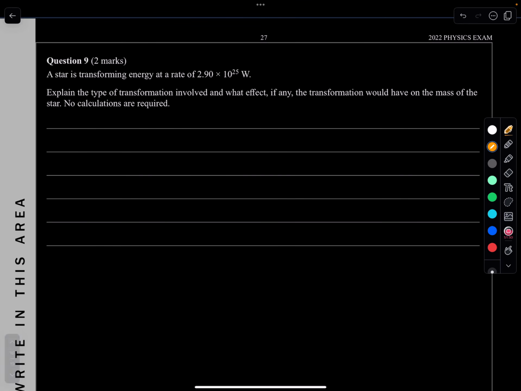A star is transforming energy at a rate of this. Explain the type of transformation involved and what effect, if any, the transformation would have on the mass of the star. No calculations required. What a beautiful question. They haven't given us a lot of information, but you should straight away realize that a star is like our sun. It's this big thing. You should realize that this is fusion, nuclear fusion.